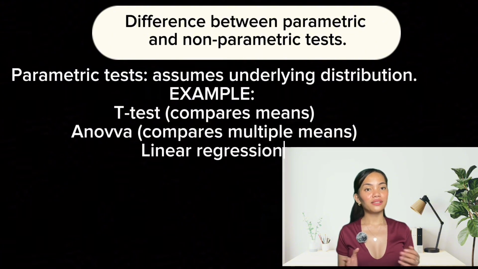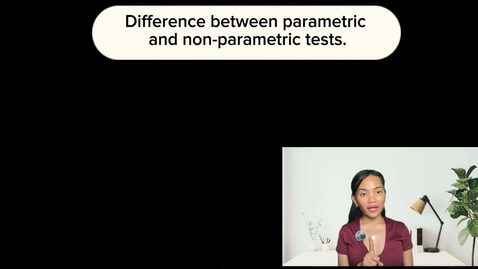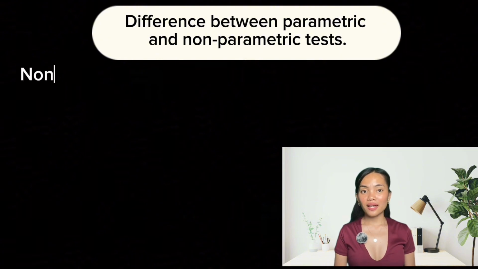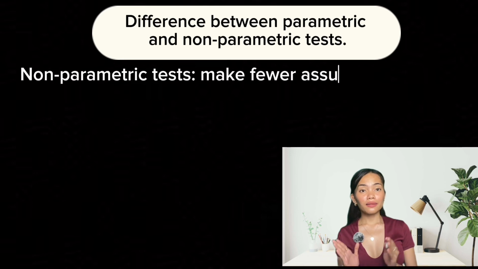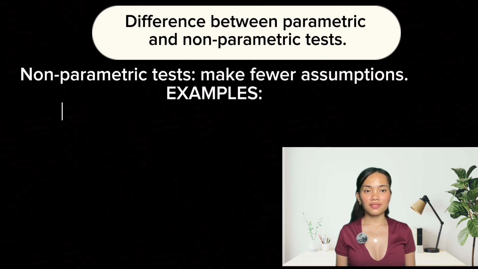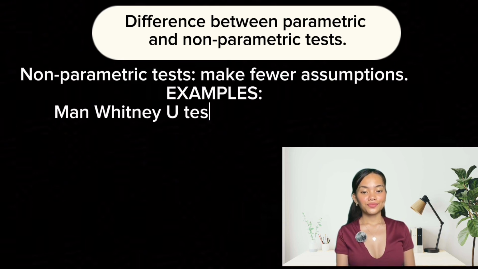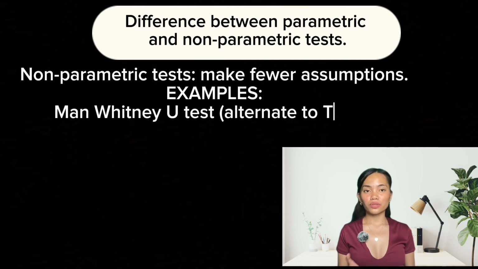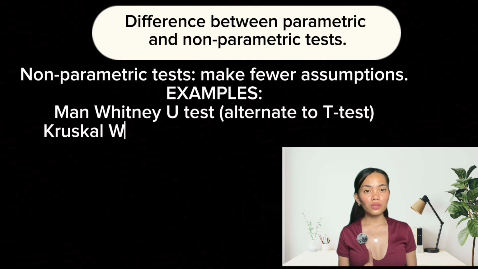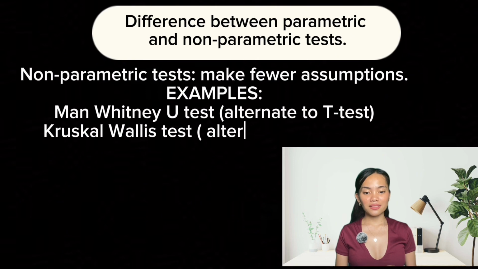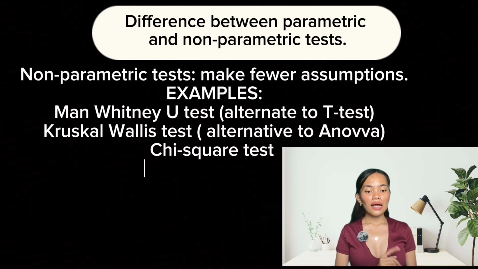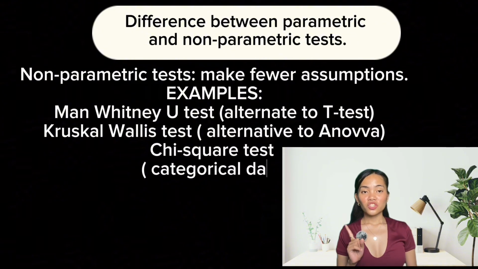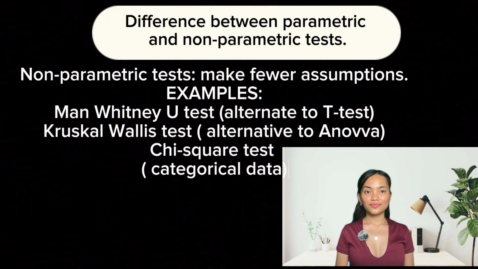And linear regression. While non-parametric tests make fewer assumptions. Example: Mann-Whitney U test, an alternative to the t-test. Next, Kruskal-Wallis test, an alternative to ANOVA. Chi-square test for categorical data.